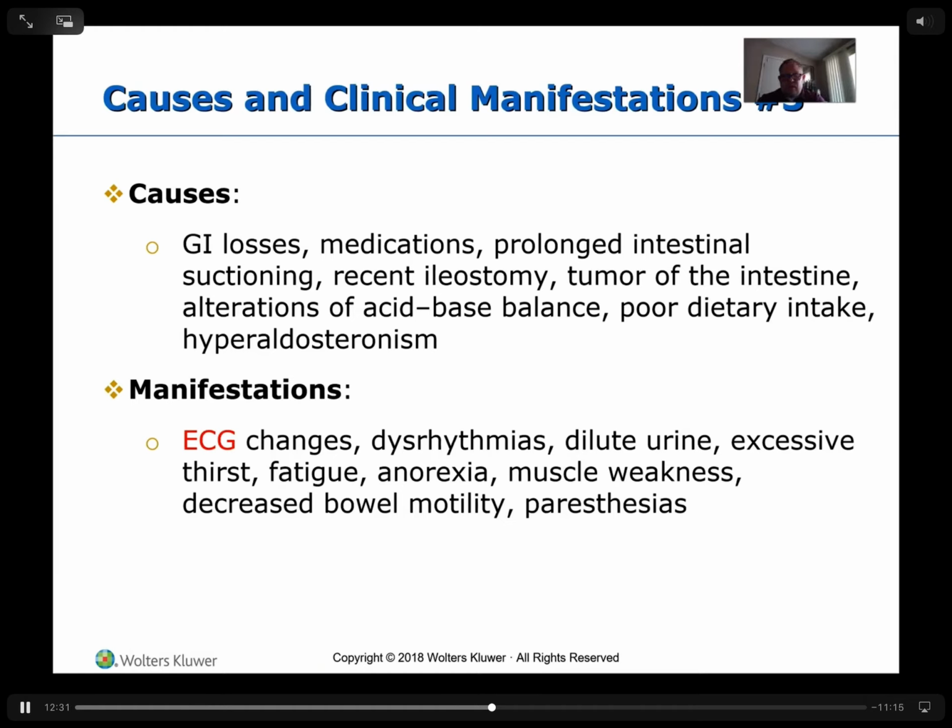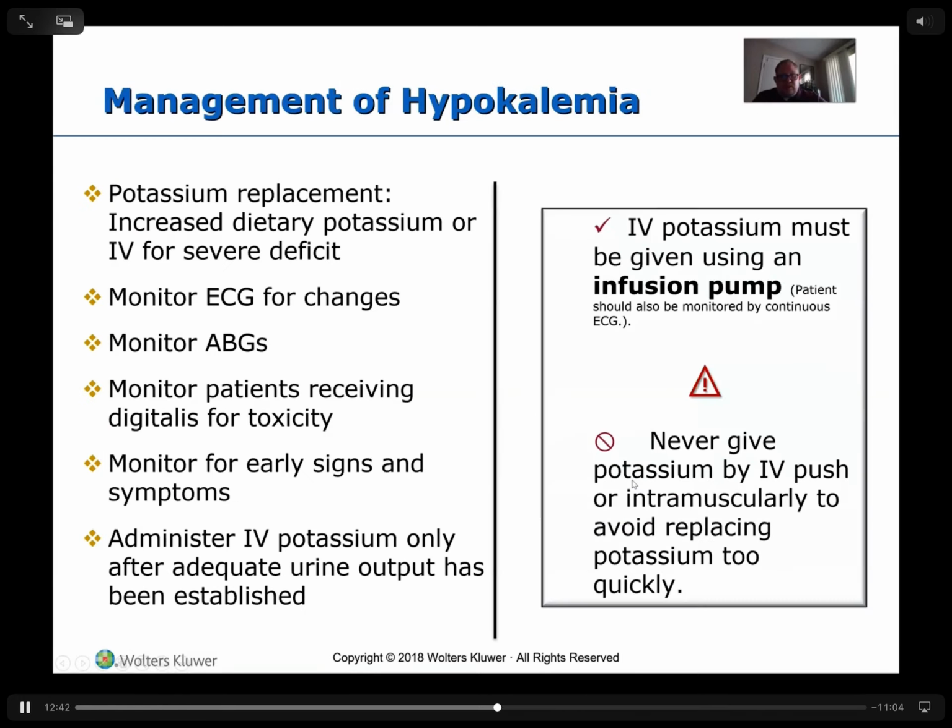Big things to worry about with your potassium, either in hyper or hypo, are going to be ECG changes, dysrhythmias, fatigue, anorexia, muscle weakness. So for management, you're going to be doing potassium replacement either by dietary potassium or IV replacement. While you are replacing, you need to make sure you're monitoring ECG changes, monitoring your arterial blood gases, and monitoring patients receiving digitalis for toxicity.